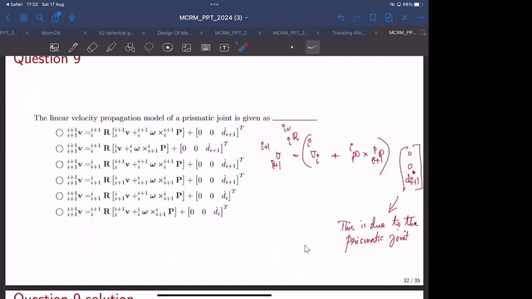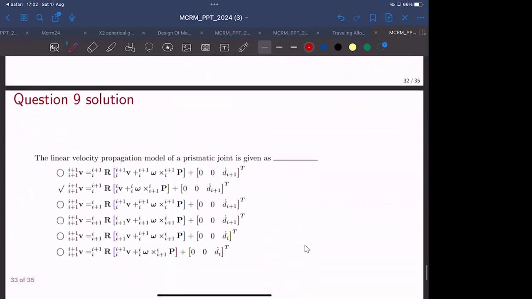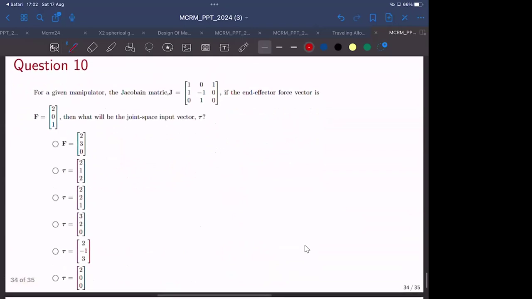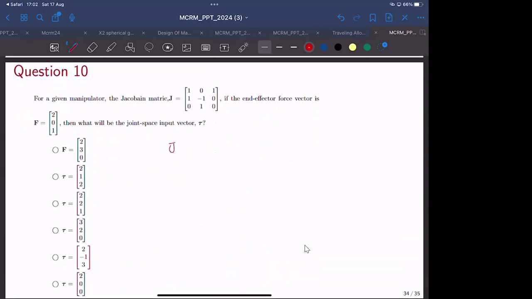And I believe the correct answer is either option A or option B. I think it's option B. That is indeed correct. Moving on to the final question. We have been given a Jacobian matrix 1, 0, 1, 1, minus 1, 0, 0, 0, 1, and also a force vector in the task space, F, as 2, 0, 1.